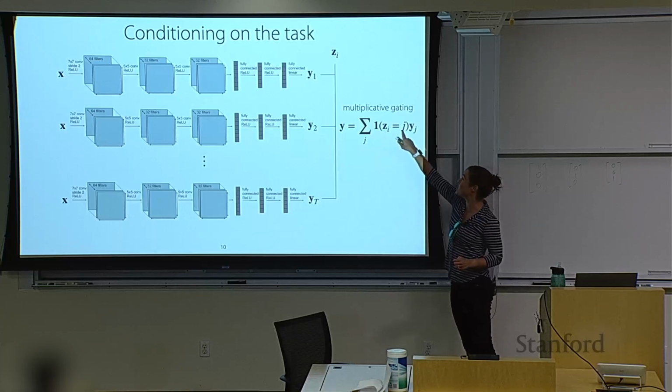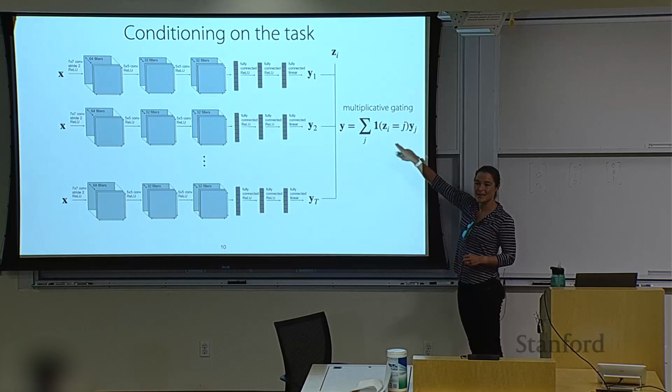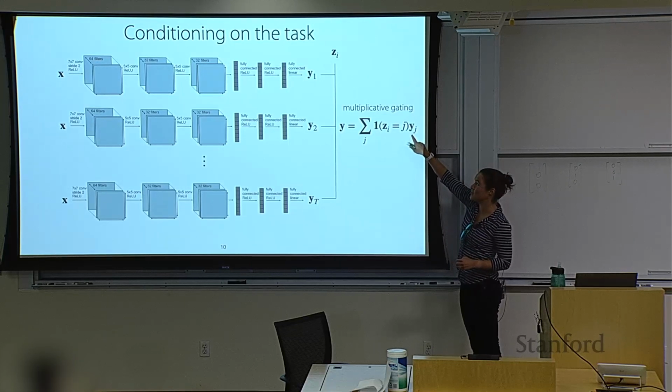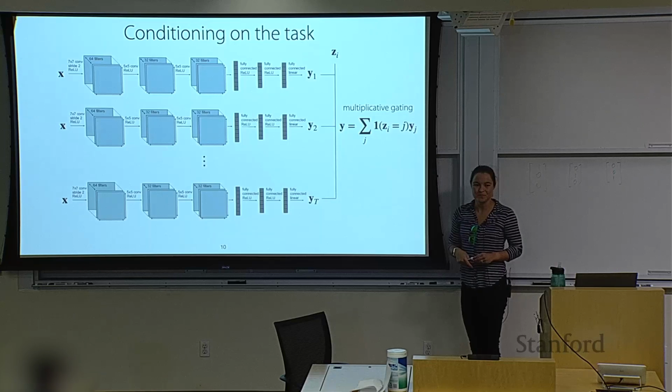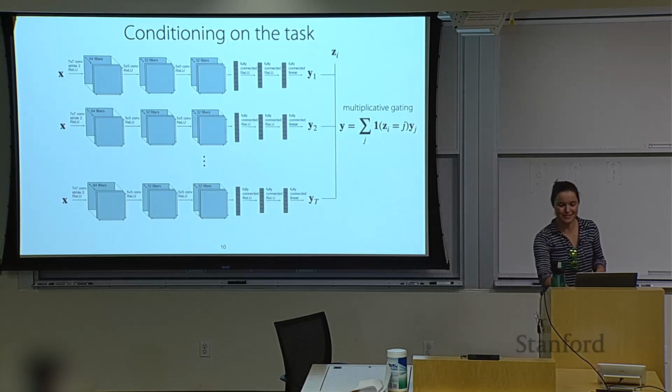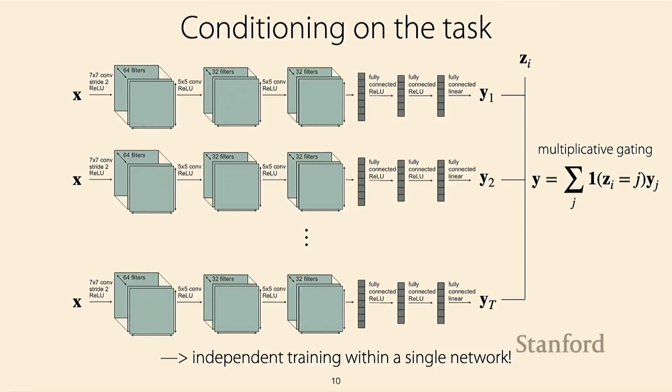And so if the task is the first task, then you would output y1. If the task is the second task, then you would output y2, and so forth. What you get as a result is that this is still a single neural network, but you get completely independently trained neural networks within this single neural network. Was there a question? No, okay. And so essentially this corresponds to having no shared parameters across the tasks.